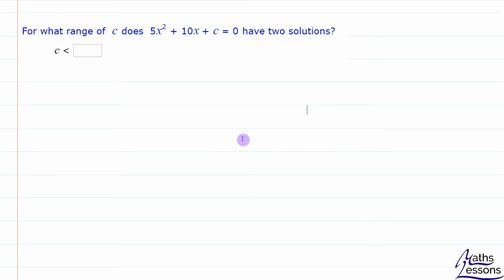Okay, now for what range of c does this have 2 solutions? It's not going to take long if you know what to do, so I'll give you 30 seconds to think about it, and you'll either get it or you won't. See if you can get to this.